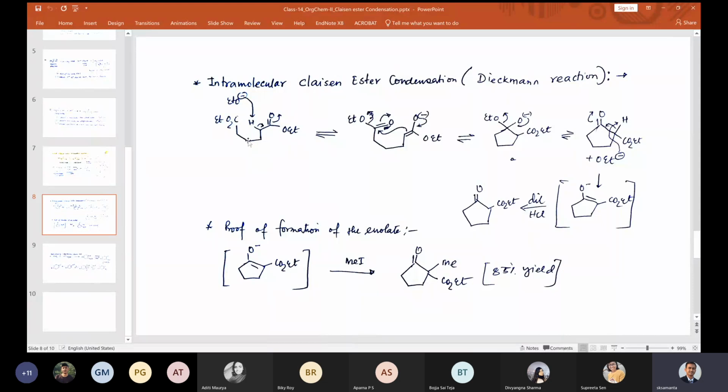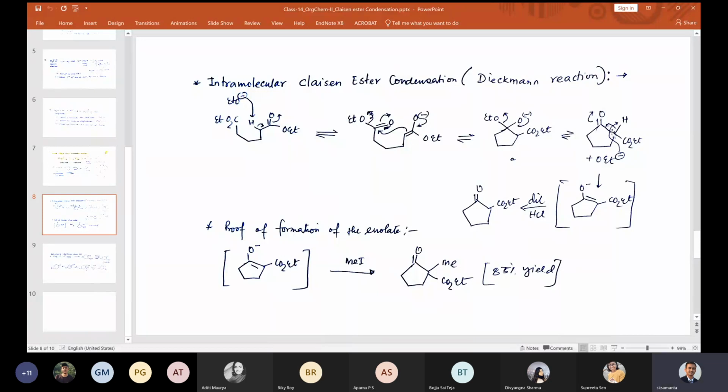Basically here you take a diester and then you add the base. If you add the base, it can pick up either this proton or this proton. This is symmetric in nature, no problem. So pick up this proton, make a negative charge which is resonance stabilized. This negative charge comes back, this double bond attacks the other ester moiety. So OEt minus will be left. It will form a cyclopentane ring, and this O negative comes back, OEt minus goes out. So you form this molecule.